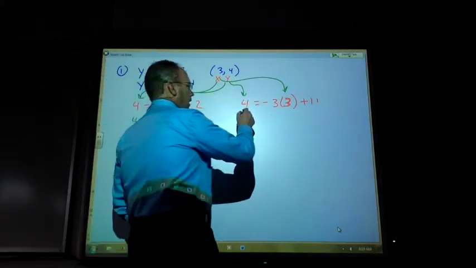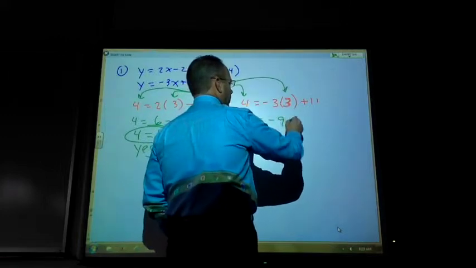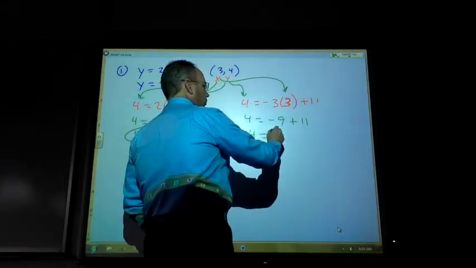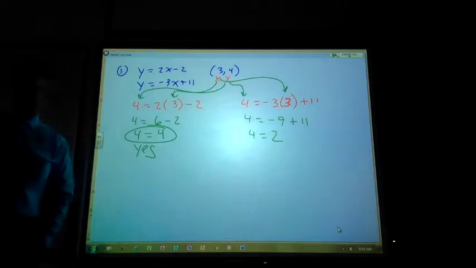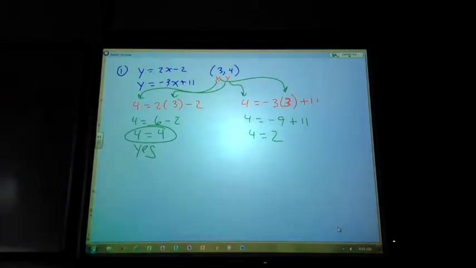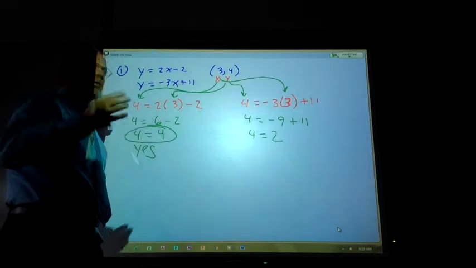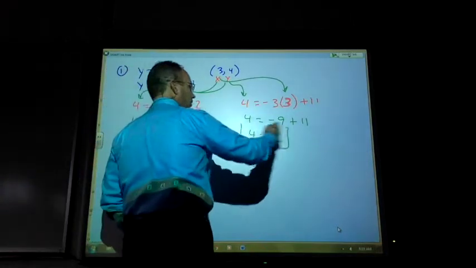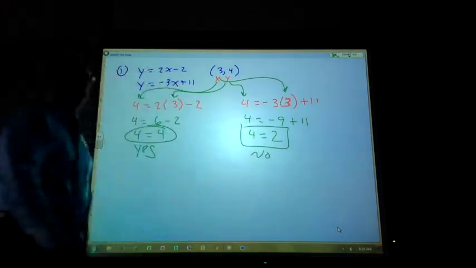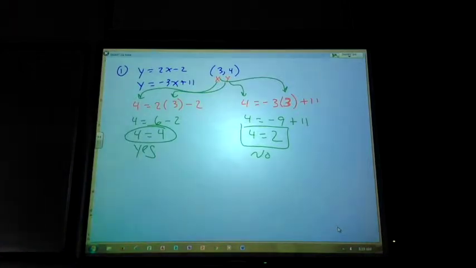So on this one, I'm going to get 4 equals negative 9 plus 11. So 4 is equal to 2. Again, we didn't decipher some big mystery, finding out that one number is equal to another number. This is absolute nonsense. That means it's not true, which means is 3, 4 the solution to this problem? No. Even though it worked on one of them, great. But it didn't work on the other problem, so it's not the solution to the problem itself.